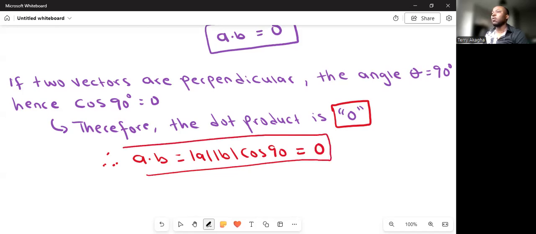It's very important to take note of this because in some questions, you might be asked to find some particular variables given that the dot product is 0. So when you are told the dot product is 0, it means that the two vectors are perpendicular. And that will bring me to the end of this video.